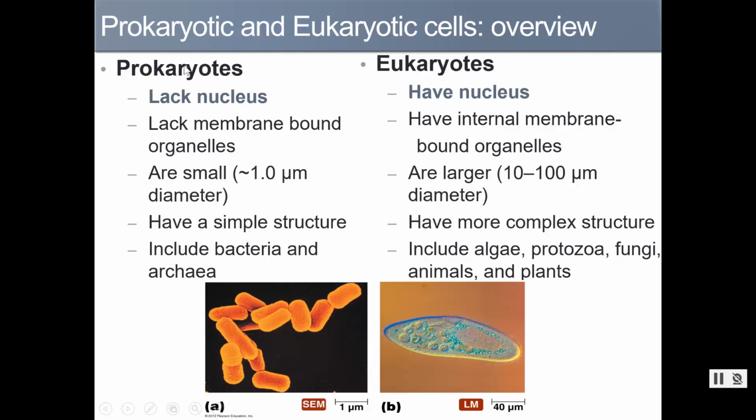All right, so things about prokaryotic cells: no nucleus, no membrane-bound organelles. That means no mitochondria, no Golgi apparatus, no those kinds of things. They're much smaller than eukaryotes. They're more simple. That's good news for you. Prokaryotic cells include bacteria and archaea. Everything else is a eukaryote. Algae, protozoans, fungi, animals, plants, all of that other stuff is a eukaryotic cell.